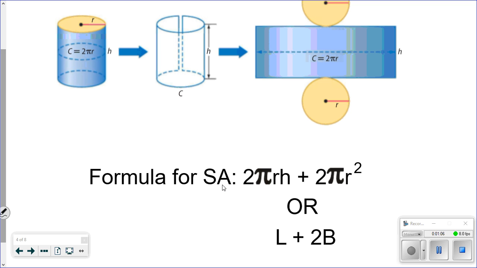Okay, so what's radius times pi? What's that for? What's that formula for? Okay, area of a circle. So why would I have to take 2 times the area of a circle for the surface area of a cylinder?